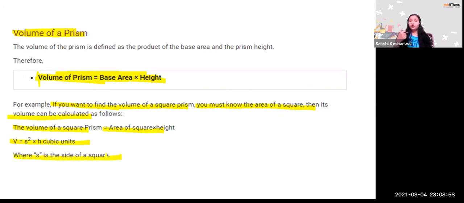So we have learned about the surface area of the prism. The surface area of the prism is 2 times the base area plus the base perimeter into the height. And what is the volume of the prism? The volume of the prism is base area into height.